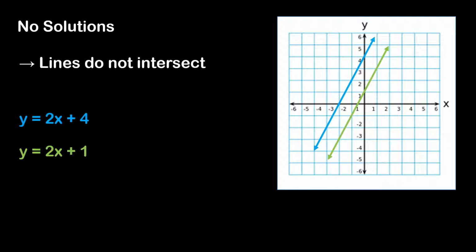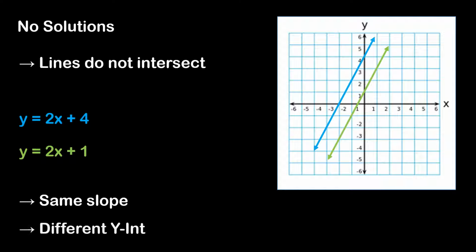In general, we will notice that two lines that have the same slope but different y-intercepts will always have no solutions because they are parallel to each other and will therefore never meet. Again, we could also consider the line y is equal to 2x minus 3. Graphing that line, we notice again that they are parallel and therefore will never intersect. So there is no point of intersection and therefore no solution. And again, notice that these two equations have the same slope but a different y-intercept.